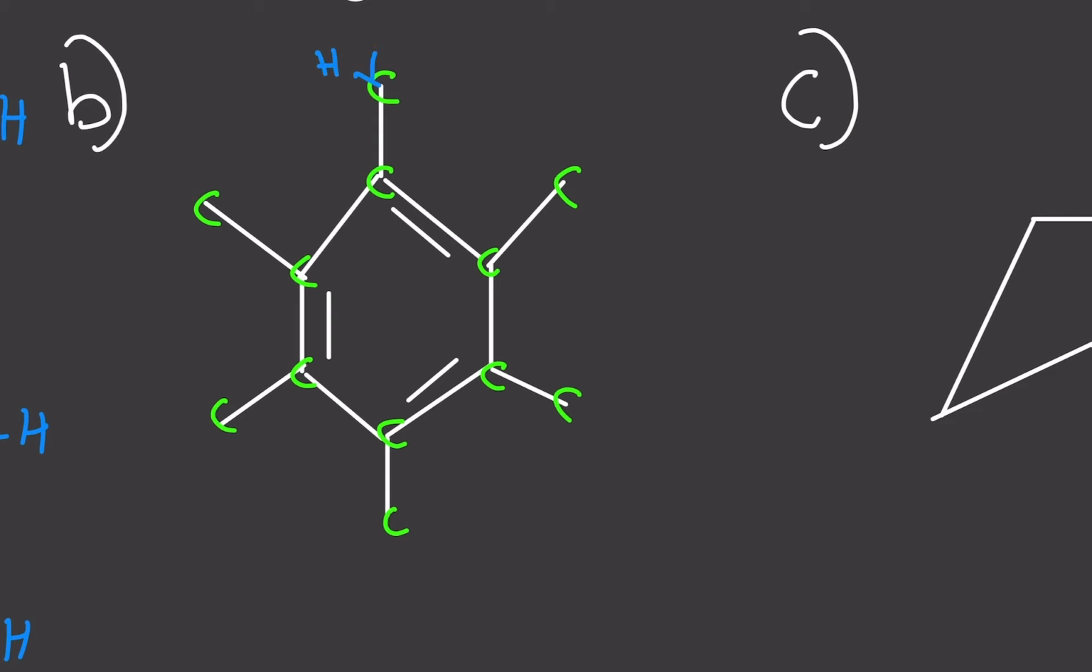So we're at the end here, so we must have 3. 3 here, 3 here, 3 here, 3 here, and 3 for the last one.